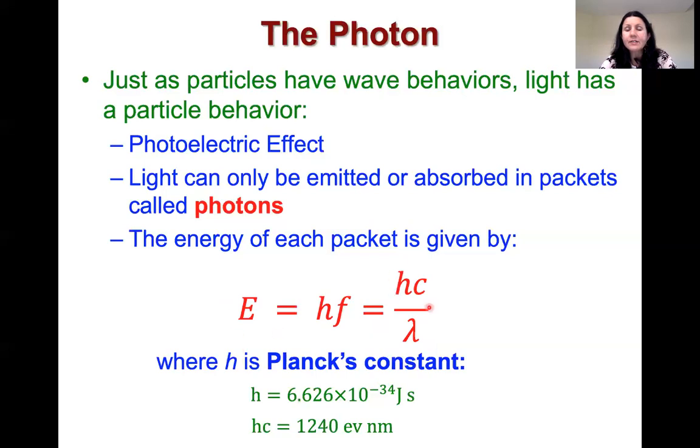And there's a nice relationship of h times c, which is right here. It's 1240 electron volts times nanometers. Electron volts are a unit of measurement of energy. We'll see that shortly again. And nanometers is a length. It's a common measurement of wavelengths, especially in the range of visible light. So if you use this, then you get your answer directly in nanometers.